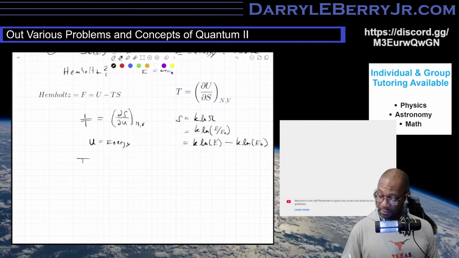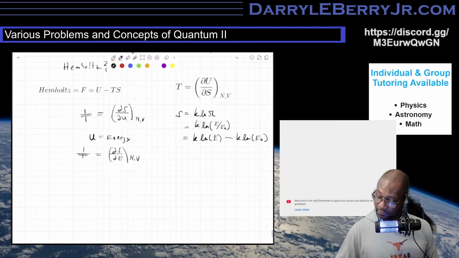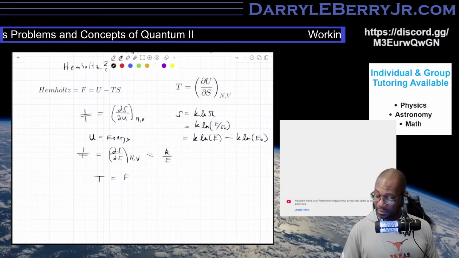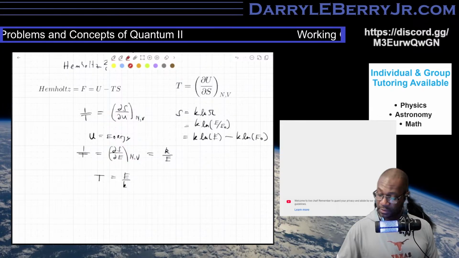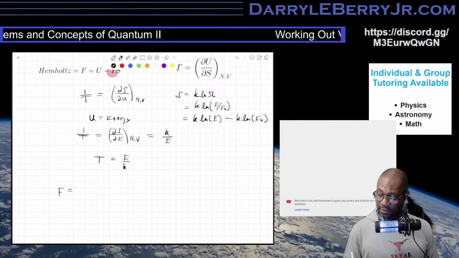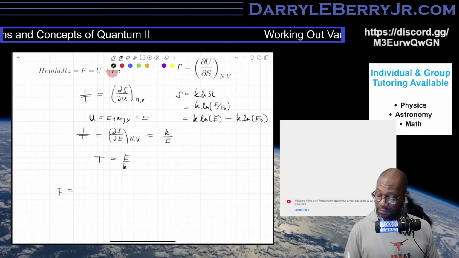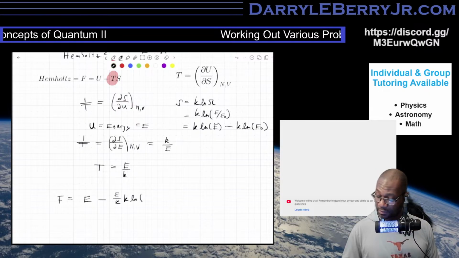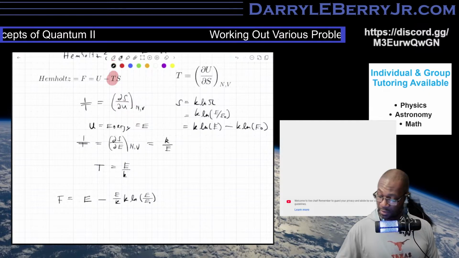So this is 1 over T equals partial S partial E in V, which equals K over E. So T equals E over K. So now we have T, F thus equals U is E. We have E minus E over K, K ln E over E naught. So go back to this one.